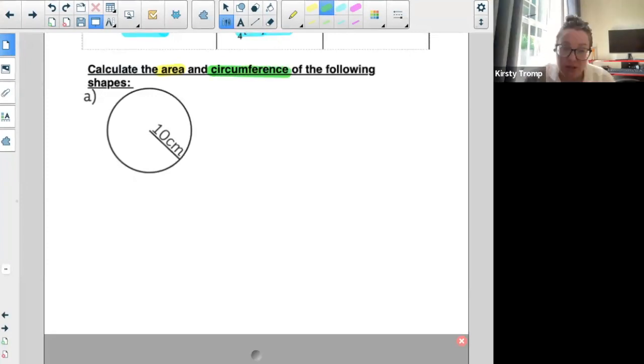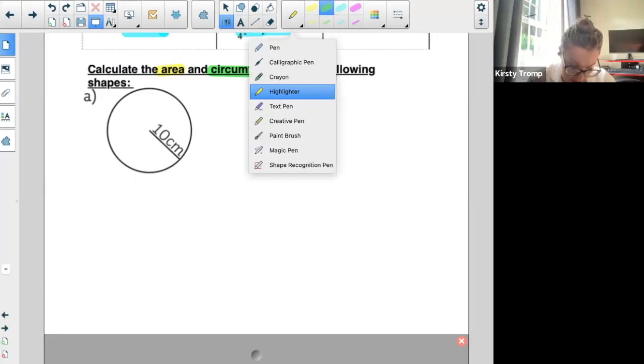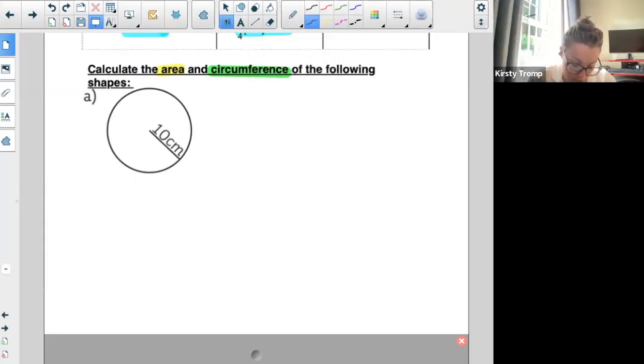For the first shape that we've got here, it's a full circle. So that makes our life a little bit easier, okay? We're going to ask ourselves, well, in this full circle, what have they given us? They've given us a line that goes from the center to the edge. A line that goes from the center to the edge is called a radius, and that radius is 10 centimeters. So that's going to help us.